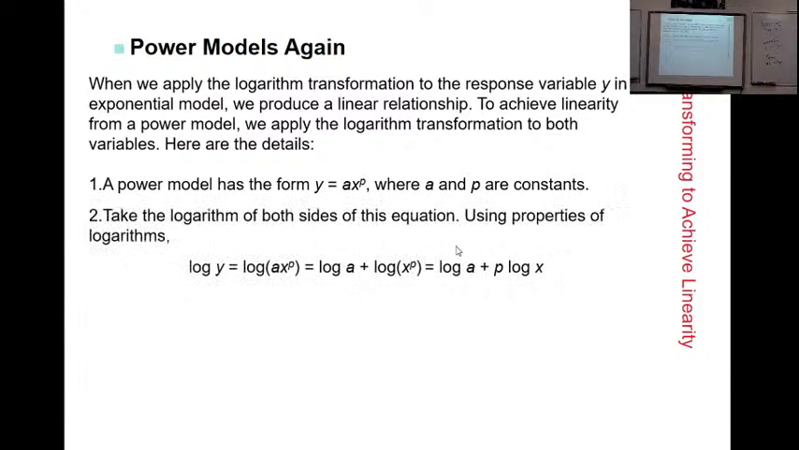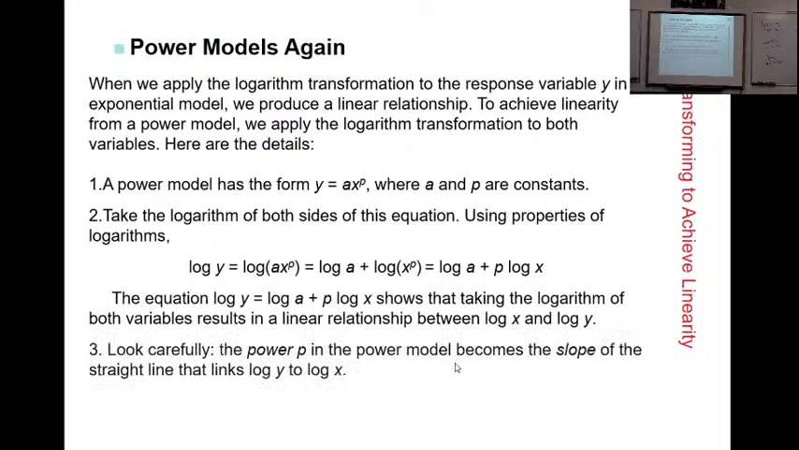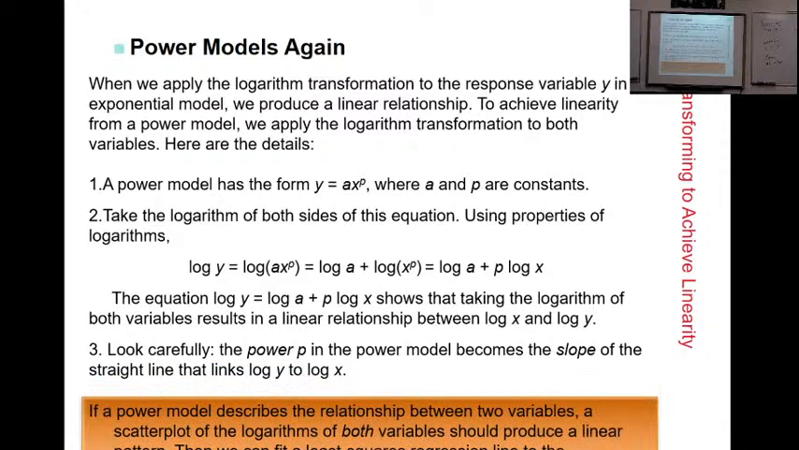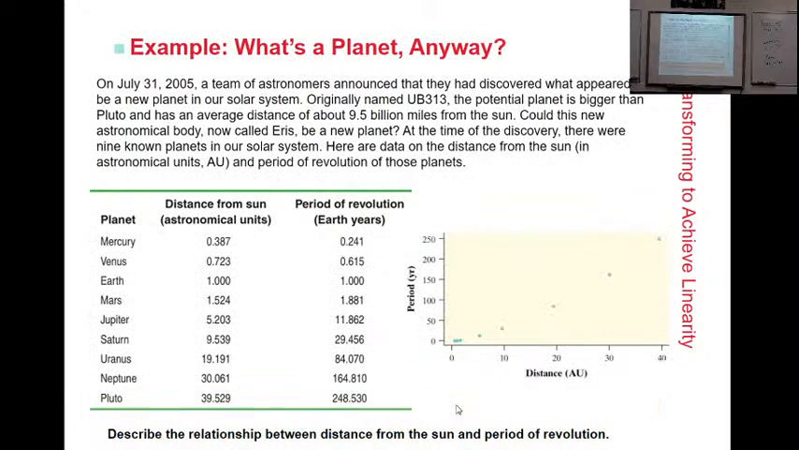So showing that simplifying again, the power becomes the slope of the line. So again, if we scale instead of graphing x and y, we graph log of x and log of y, we should get a straight line. So let's watch that happen with an example. So we know this is some type of power model. We don't know which. Strong positive curve relationship between the distance from the sun and period of revolution.